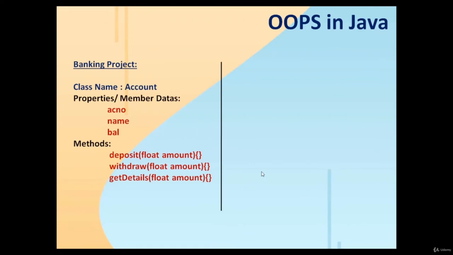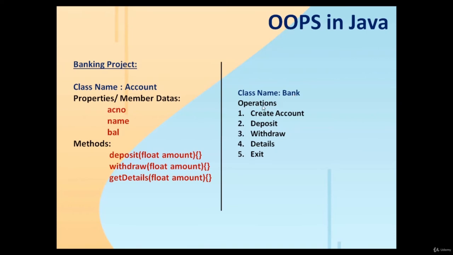Then we want to develop our actual application, a bank app or simply Bank. A menu-driven application: create account, deposit, withdraw, details, and exit. The menu will be displayed. First, we want to create an account. If the account is already available, then only you should be allowed to deposit the amount. Then only withdrawal should happen, then only details and exit.